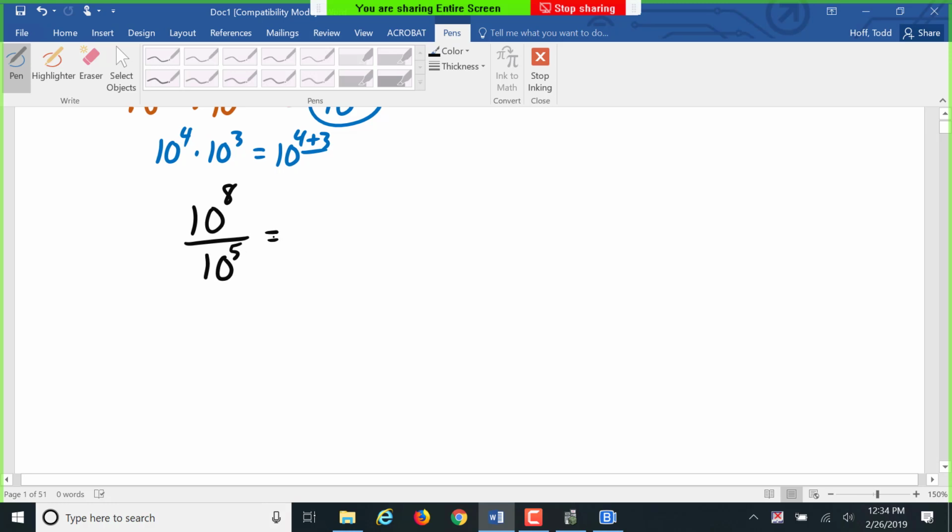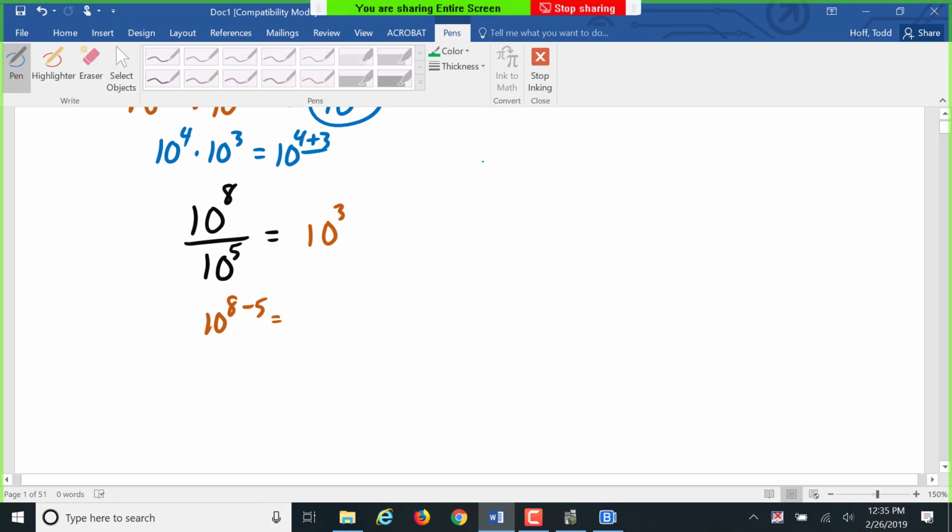If I'm dividing exponents with the same base, what do we get? 10 to the 8th divided by 10 to the 5th. What do we end up with? 10 to the 3rd. Very good. When we divide, the exponents are subtracted. 10 to the 8th divided by 10 to the 5th, we do 8 minus 5 gives us 3, so 10 to the 3rd.